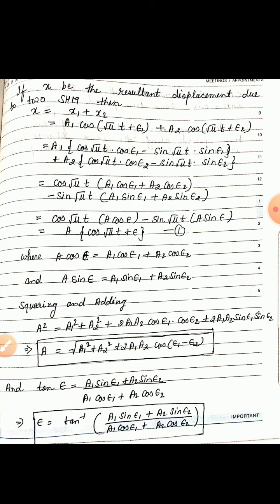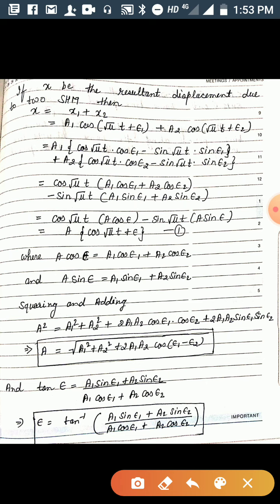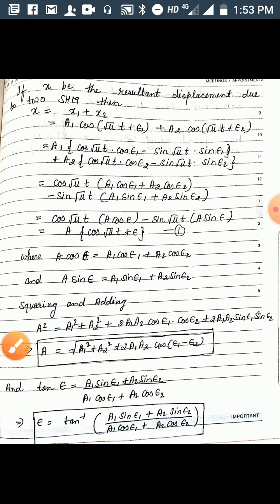And if we divide these two terms, A sin ε by A cos ε, then we get tan ε. So tan ε can be written as A1 sin ε1 plus A2 sin ε2 divided by A1 cos ε1 plus A2 cos ε2. So from here we can calculate the value of ε as tan inverse of A1 sin ε1 plus A2 sin ε2 divided by A1 cos ε1 plus A2 cos ε2.